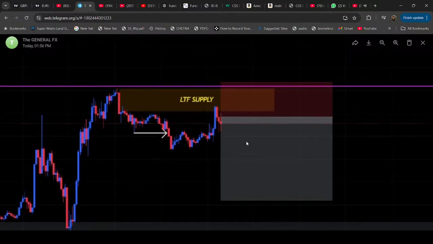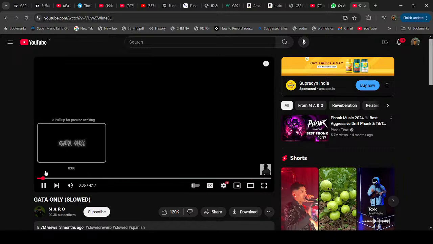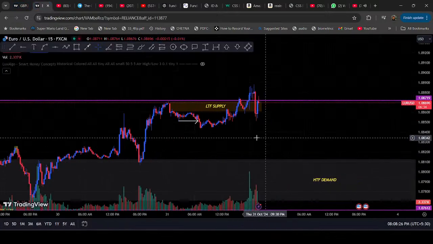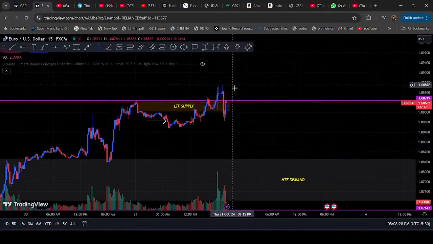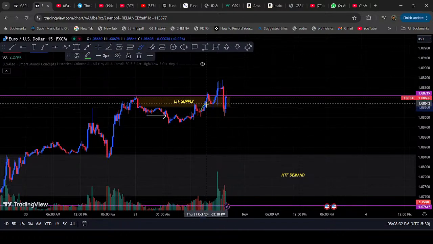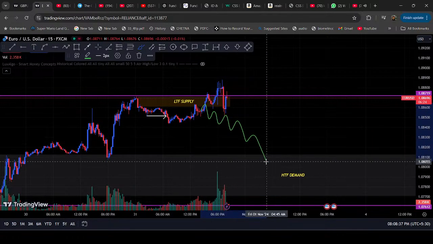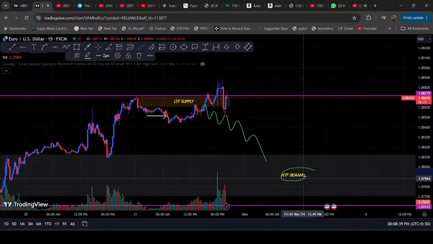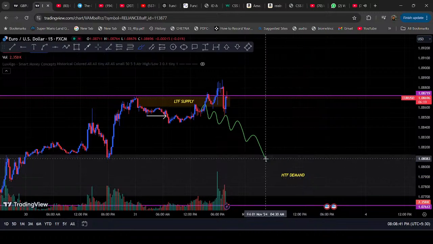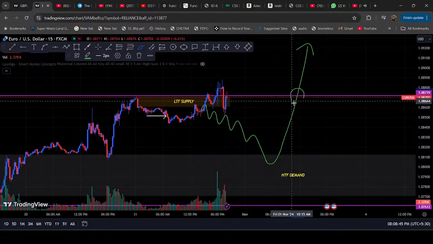I was expecting the price to actually hit this demand zone, and this was a lower time frame supply zone. So in order for the price to actually break through, we needed this mitigation. Okay, so this was a supply zone. I expected the price to go like this and hit this particular higher time frame demand zone, and then I would go for long from here, expecting this breakout.